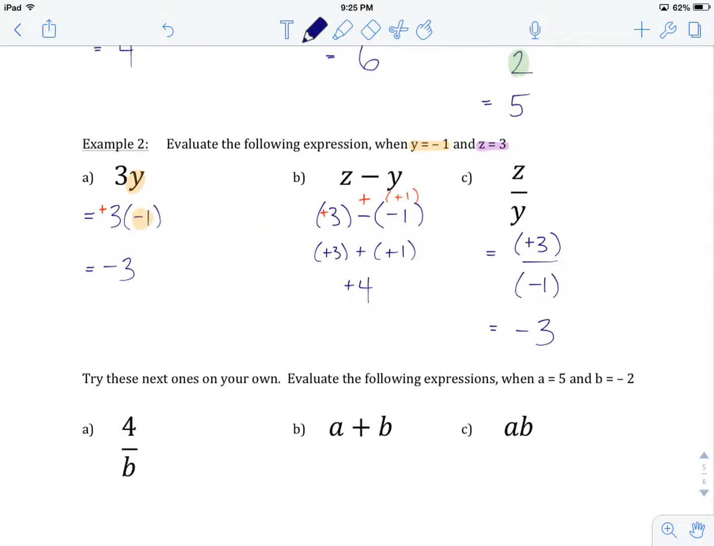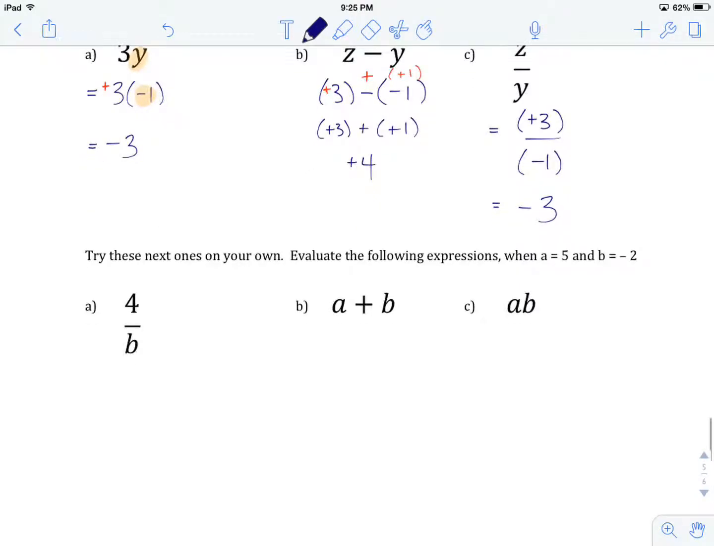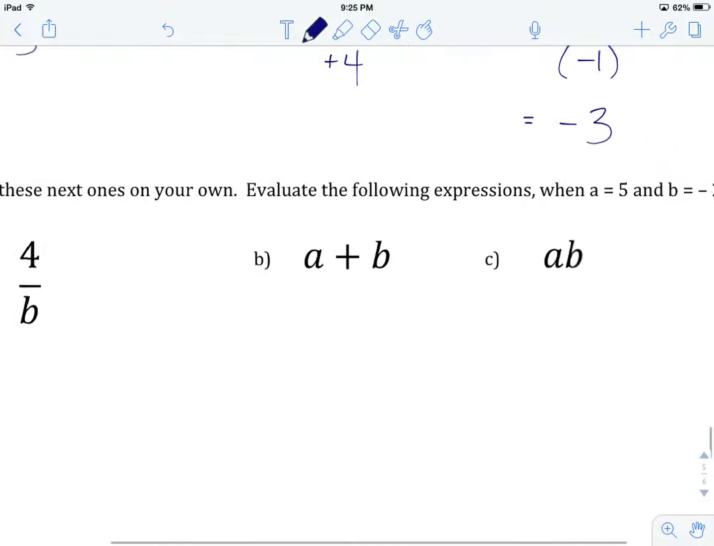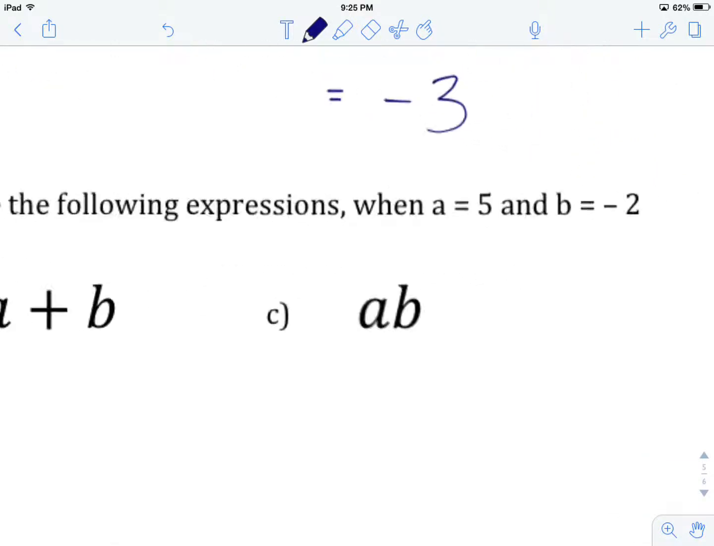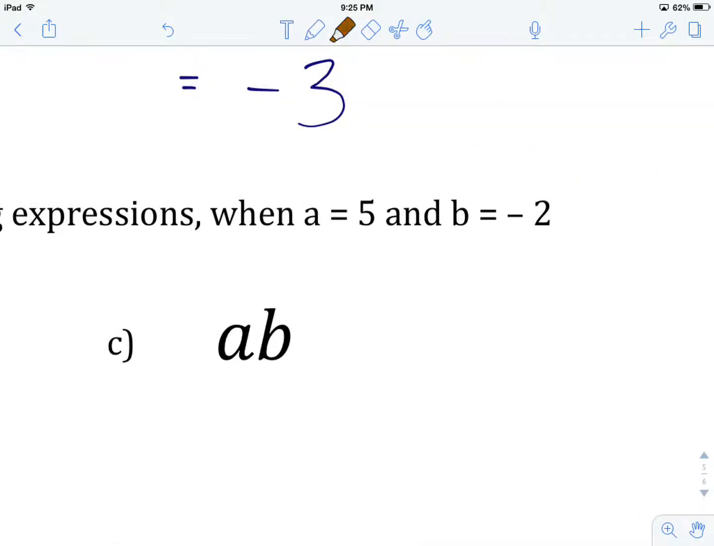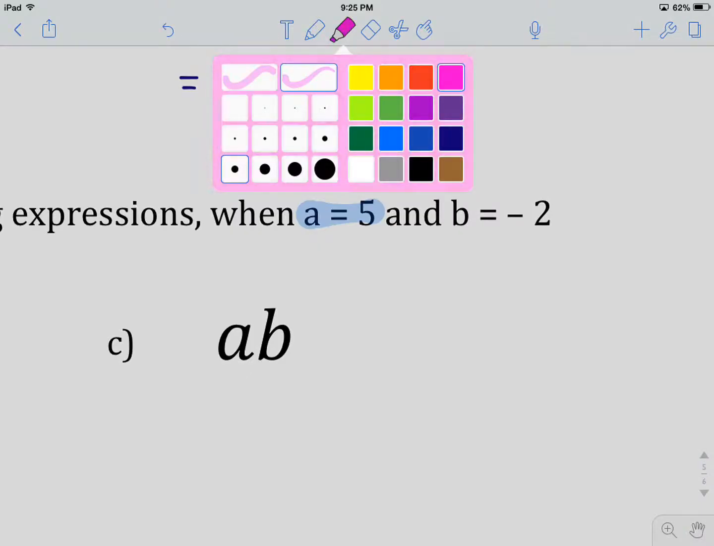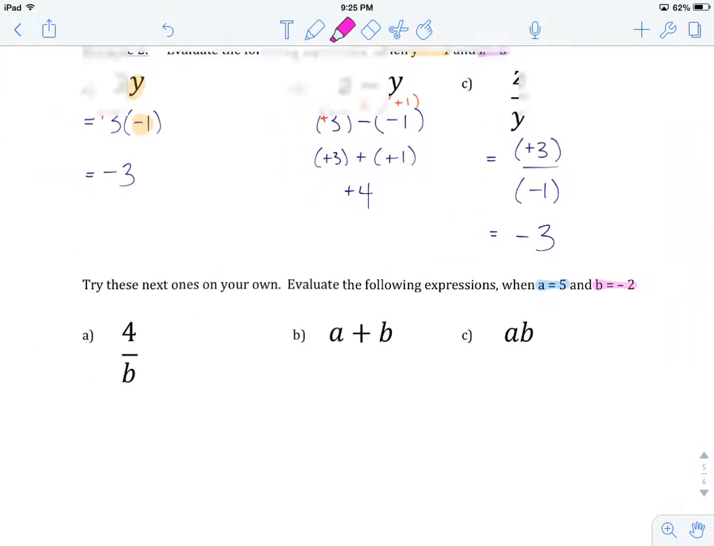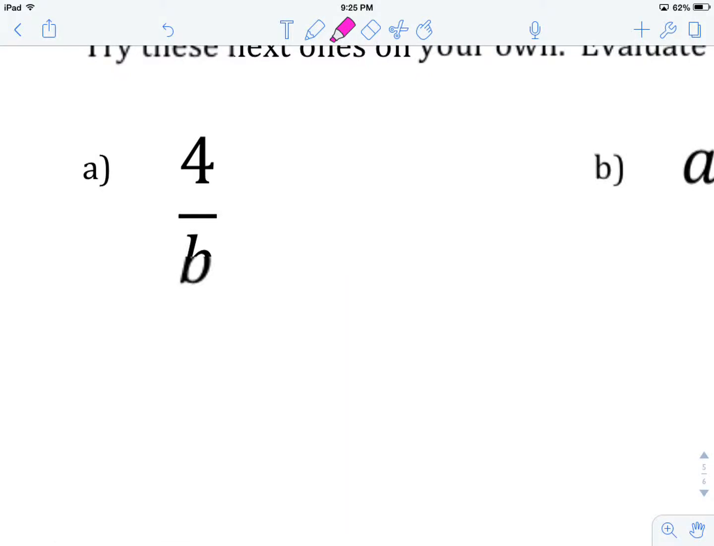So hopefully this is making sense to you. What I'd like you to do here is try example A on your own. So I'm just going to zoom into it. Actually, let's read the question together first. Evaluate the following expressions when A equals 5. So I'm going to grab a new color. That means every time I see an A, I'm going to put in a 5. And every time I see a B, I'm going to put in a -2. So let's start with the first one. We have 4 over B. I'd like you to hit pause, give it a try on your own. When you've got it, come on back and we'll see how you did.